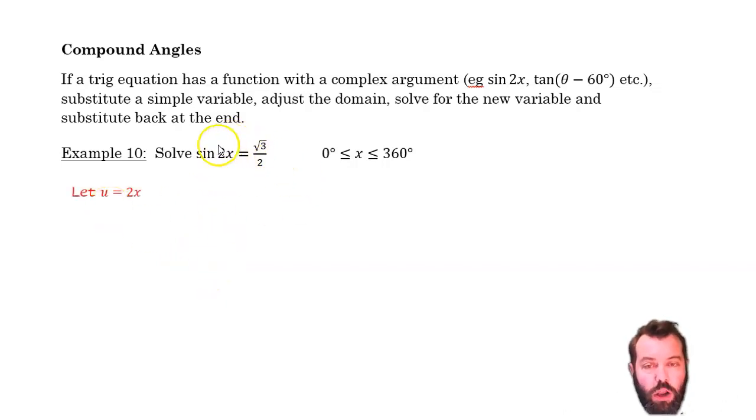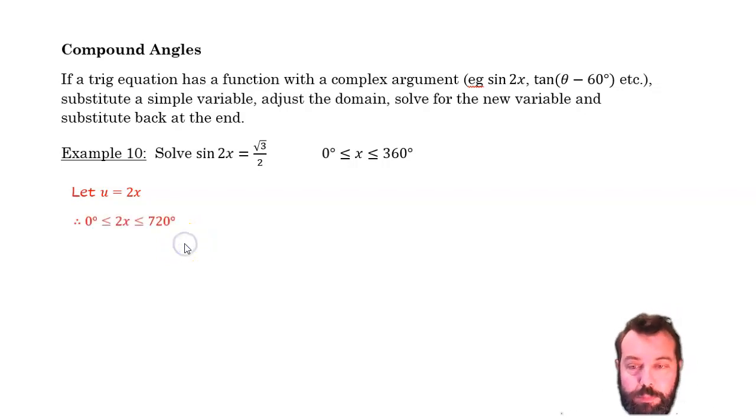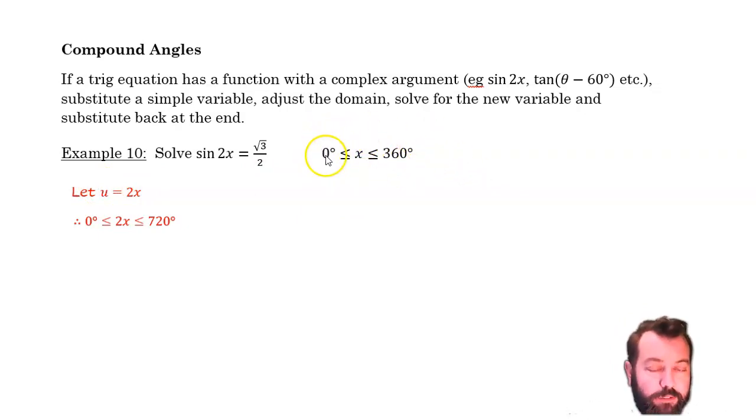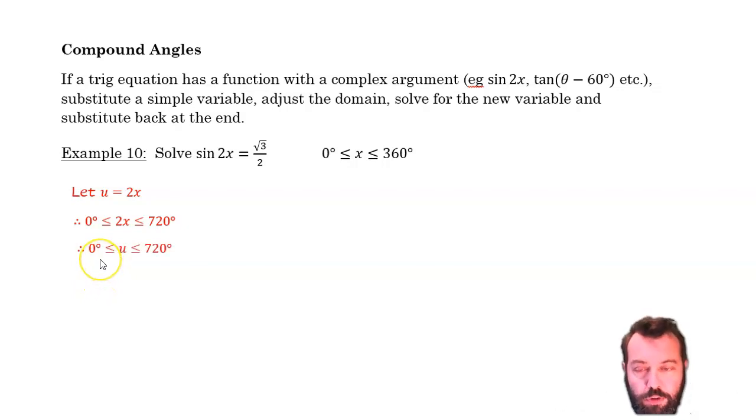Now, I don't want 2x, so I'm going to say let u equal 2x. A fairly common substitution. So if u equals 2x, let's adjust our domain for u. I multiply each of these by 2, and I get 0 times 2 is 0, and 720 degrees. So there's my new domain. That's the domain that I want to solve u for. So I'm looking for solutions for u between 0 and 720 degrees.